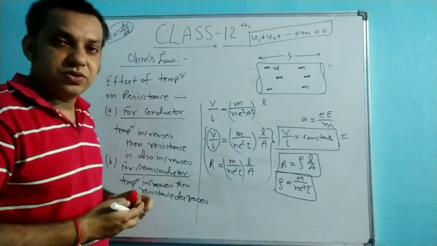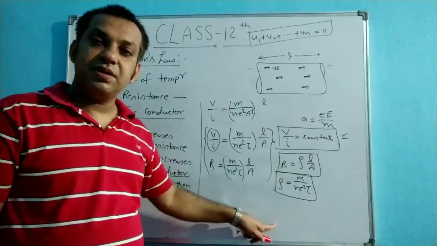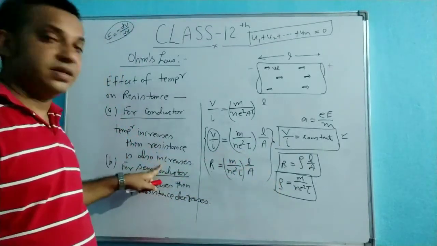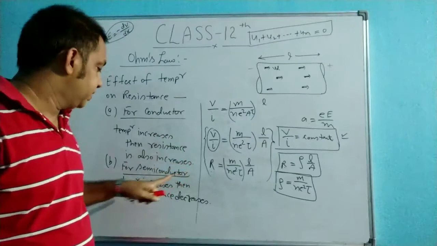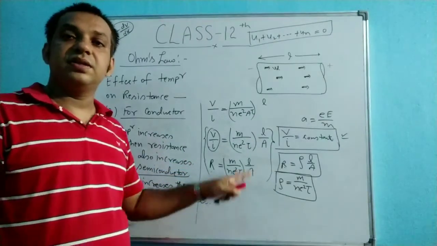So for a conductor, if you increase the temperature, then resistance will increase. And for a semiconductor, if you increase the temperature, then resistance decreases.